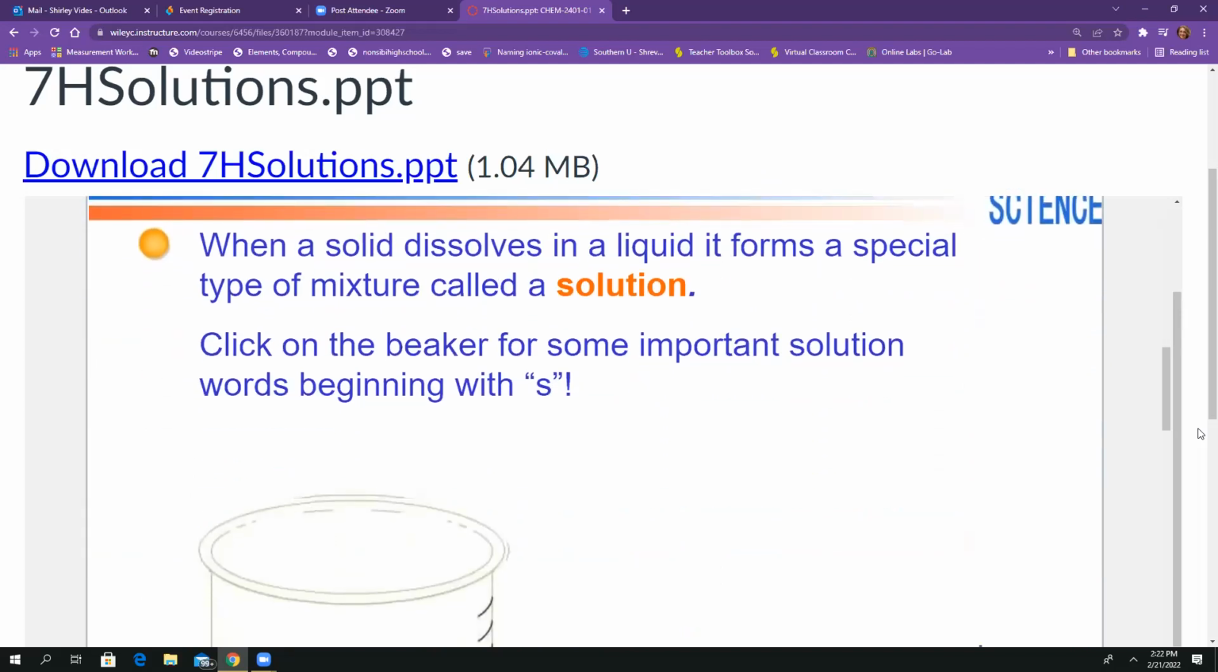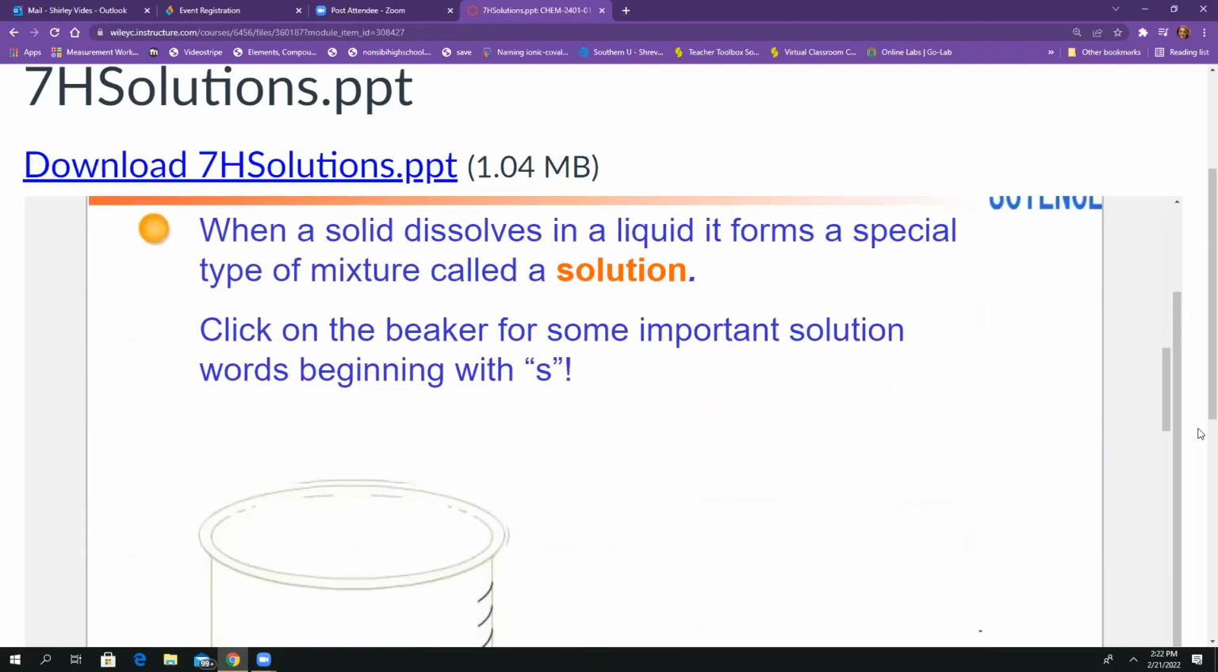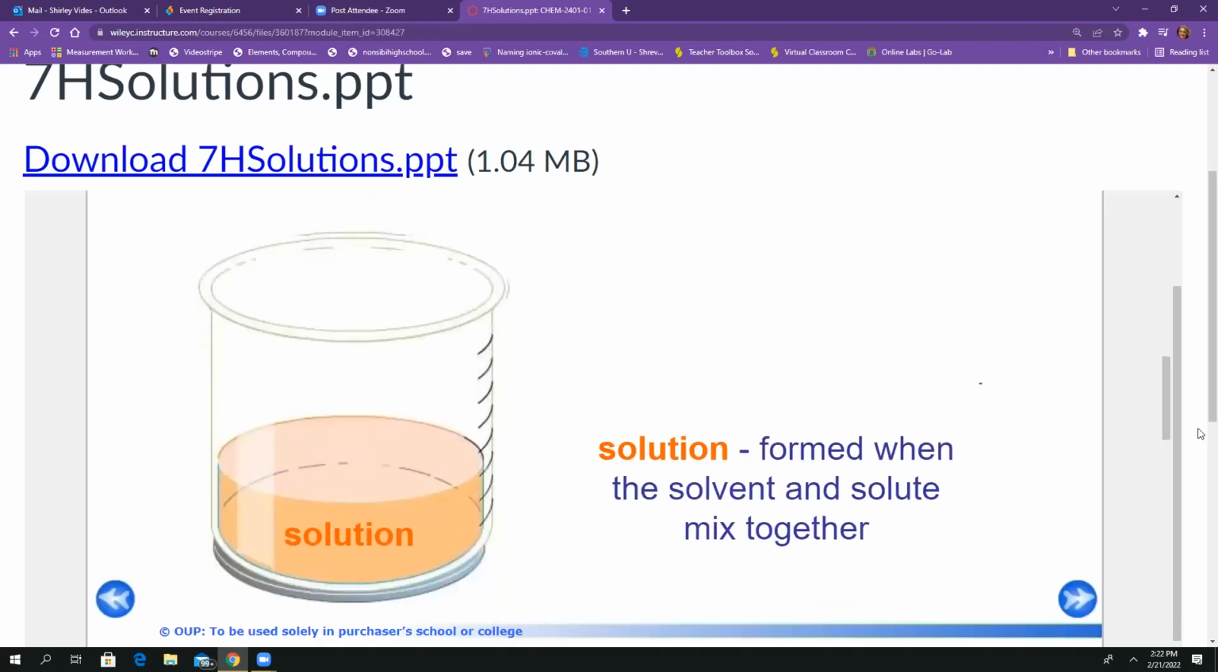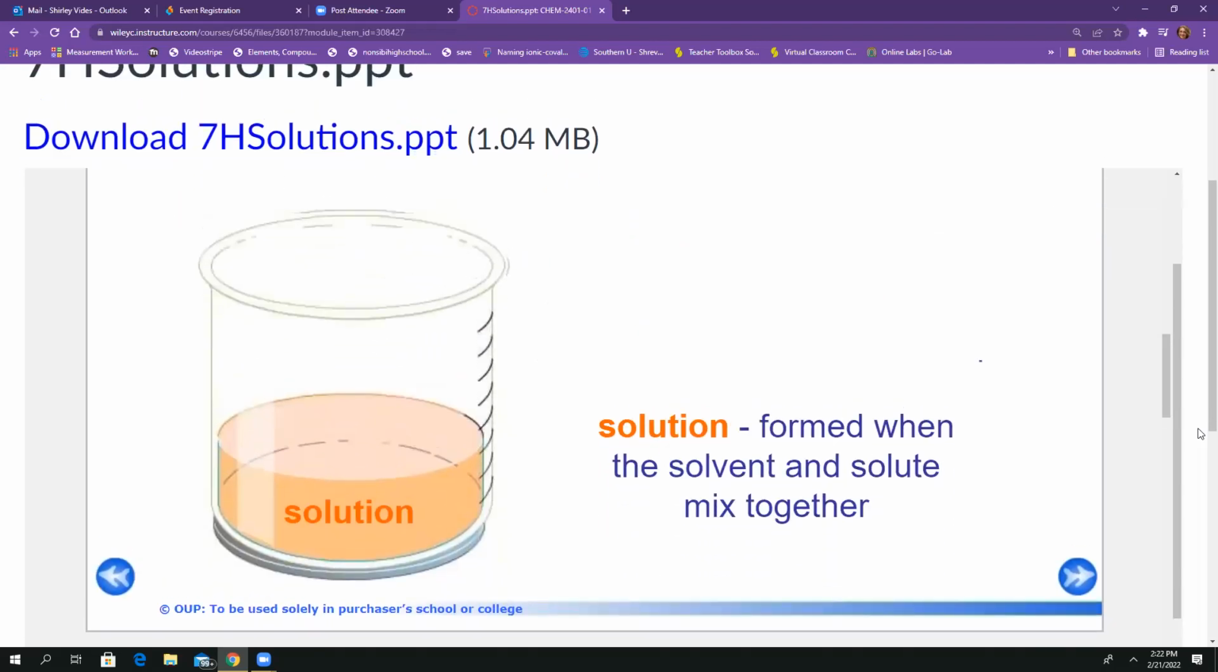Okay, next one. If you dissolve a solid in a liquid, it forms a special type of mixture called a solution. And there are other types of solutions. They're not all liquid and solid, but this is what we're talking about right now.